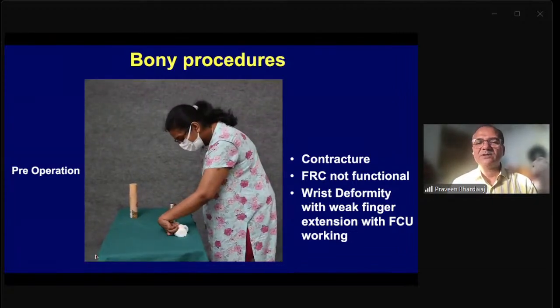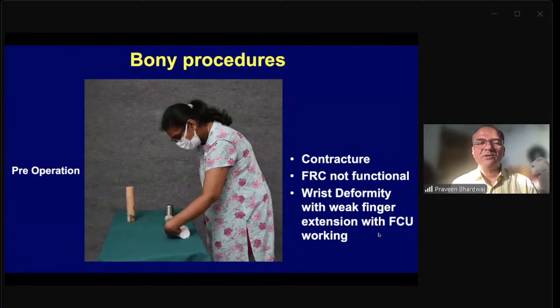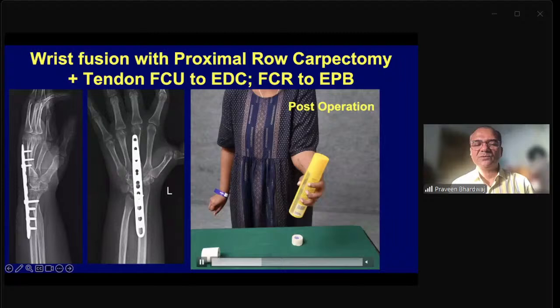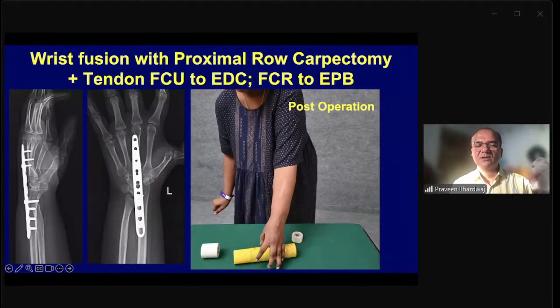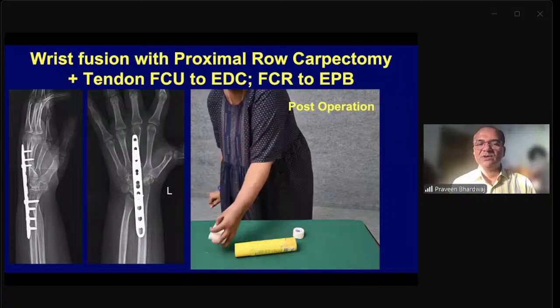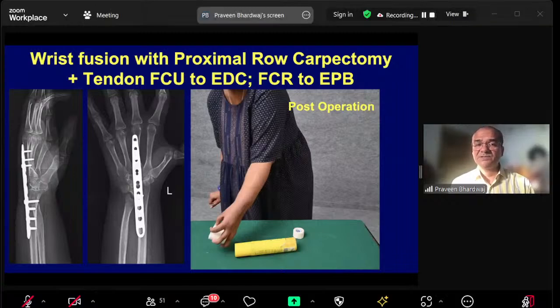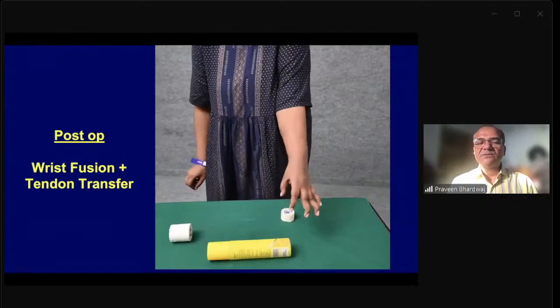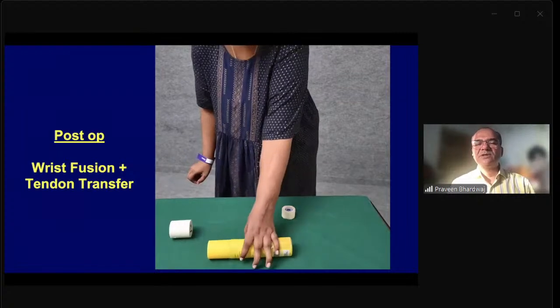And we have found that the results are quite good. So this patient underwent a proximal row carpectomy and wrist fusion. Proximal row carpectomy allowed that much bone shortening so that the spasticity could be reduced. The FCU, which was the only functioning wrist flexor, was in the second stage transferred to the EDC to get finger extension. And FCR, which was weak, was put as a tenodesis for the thumb.